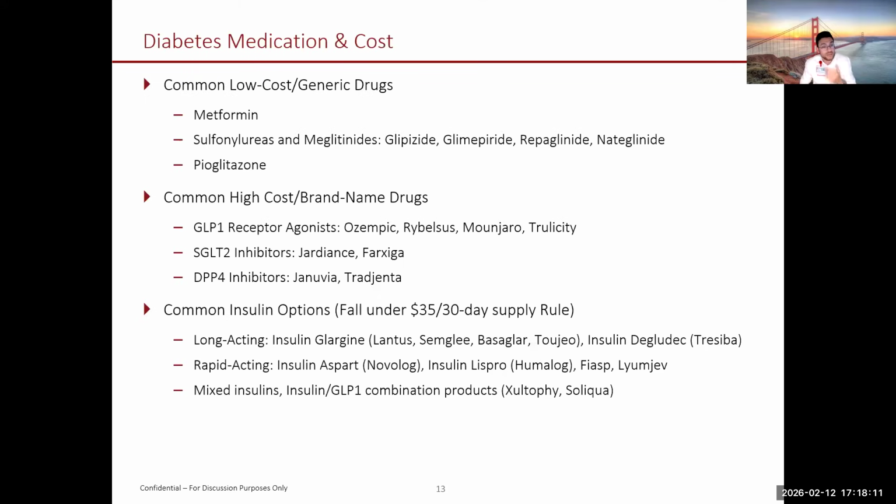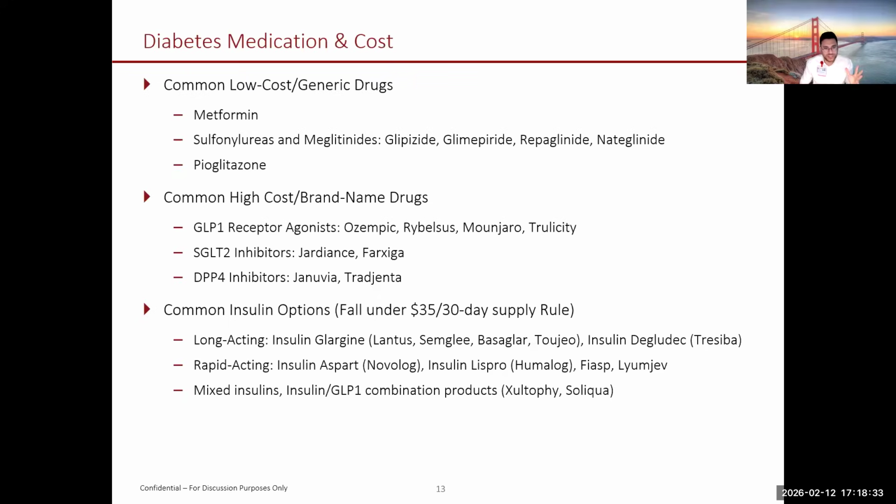Jardiance or Farxiga, Januvia or Tradjenta. The GLP-1s, SGLT2s, and DPP-4s are the most expensive drugs when we think about diabetes management commonly because they are brand name only, especially with Medicare because of that deductible phase. And then you have your insulin options.